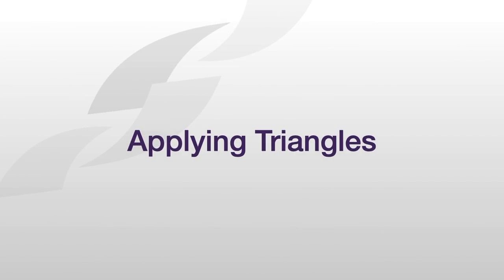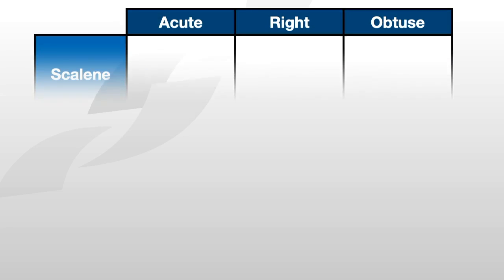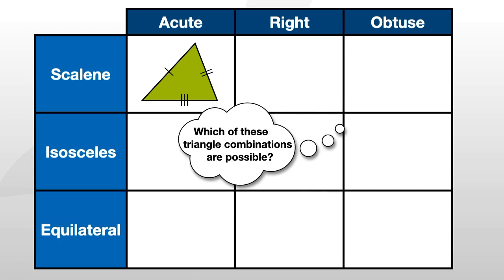Let's apply what we have learned about classifying triangles with a few examples. The first way we classified triangles was by their angles, and the second way was by their sides. But for any one triangle, we could look at both its angles and its sides. For example, this triangle is both acute and scalene. What other combinations are possible, and what do they look like?